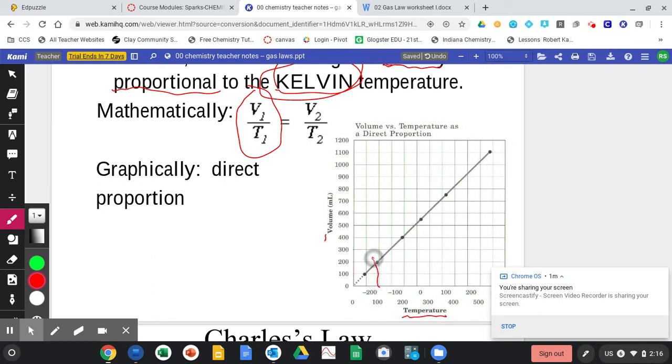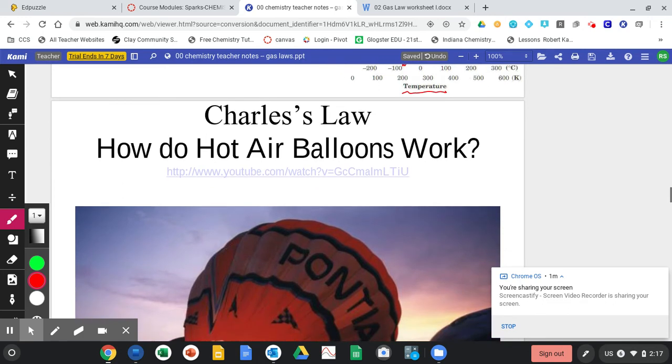So here's at 100 Kelvin. You can see you have 200 milliliters of volume. When I double that Kelvin temperature, look what happens to the volume. It doubles also. So that's what it means to be a direct proportion. If you double one variable, the other variable will double also. If you halve one variable, the other variable will be 1/2. So on and so forth.